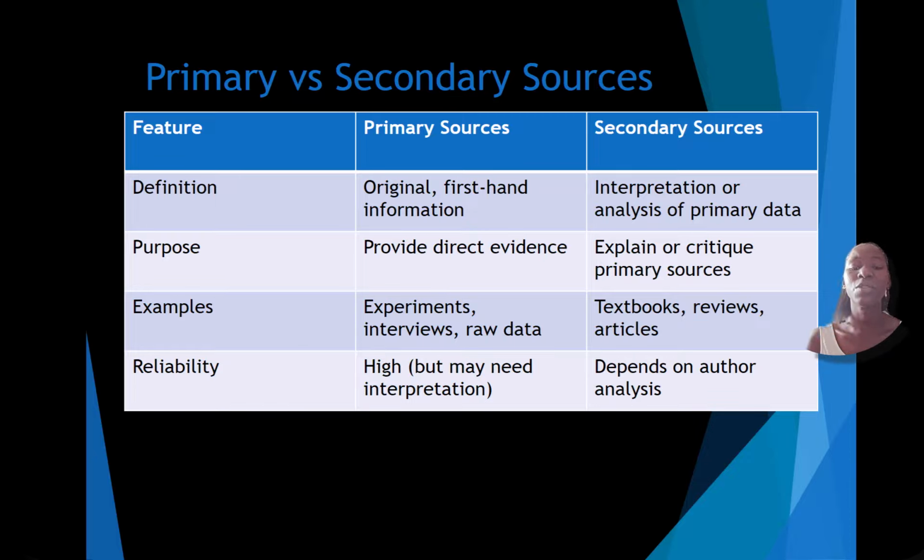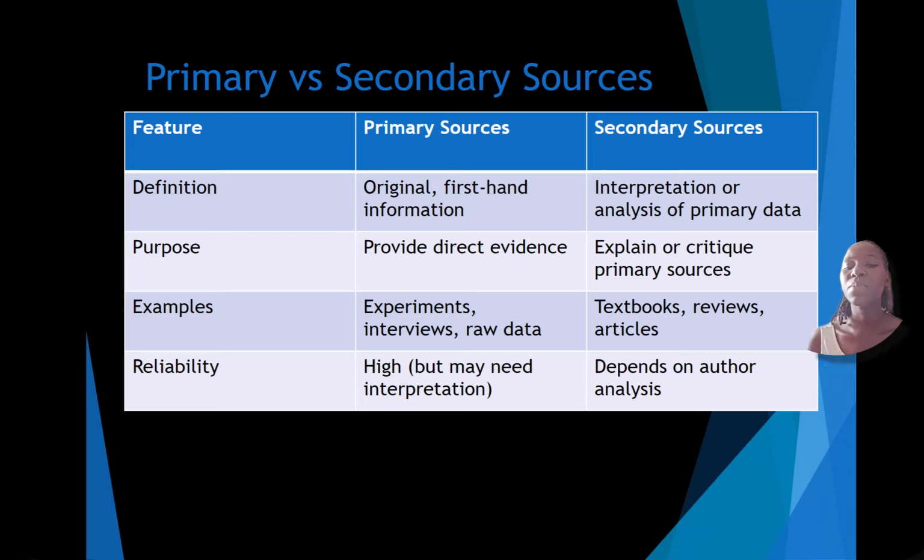So there is the information you get at first, and the second one is interpretation or analysis of primary data. You interpret the primary data, you analyze it more, and write credible work. Primary sources provide direct evidence, like something has just happened. Secondary sources explain the primary sources more.